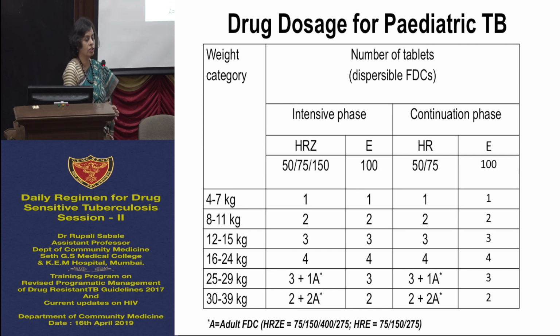This is the drug dosage for pediatric tuberculosis. Here the weight bands are more, right from 4 kg till 39 kg. Again, let us take one example. If the patient's weight before starting is 10 kg, in which weight band will the patient be? 8 to 11. So how many tablets of HRZ will the patient take? 2 tablets. And how many tablets of ethambutol? 2 tablets. Similarly, that is in intensive phase, and in continuation phase, HR 2 tablets, ethambutol again 2 tablets.